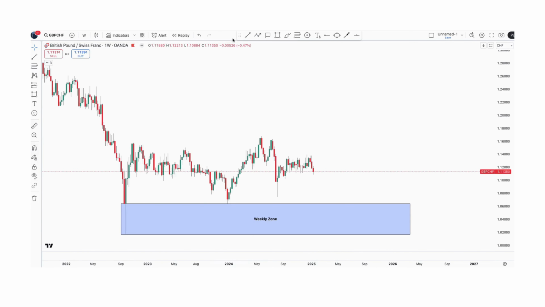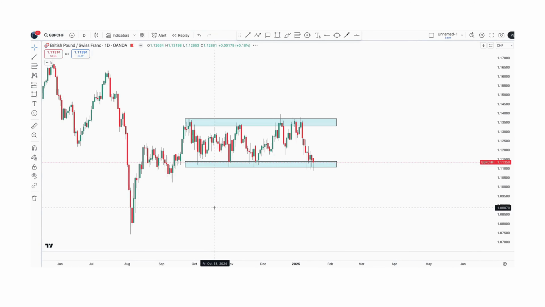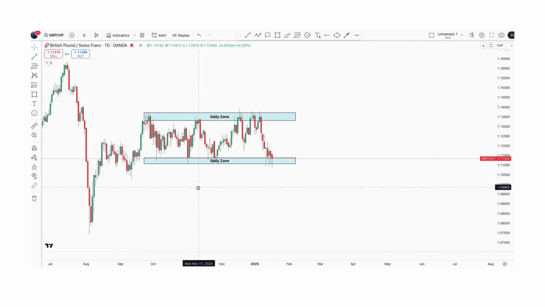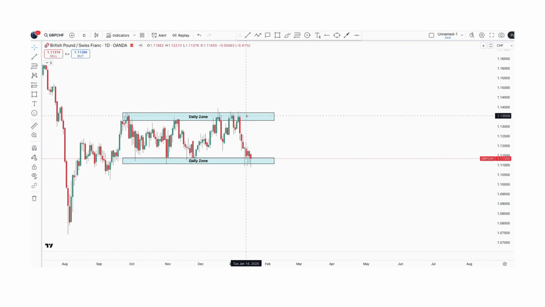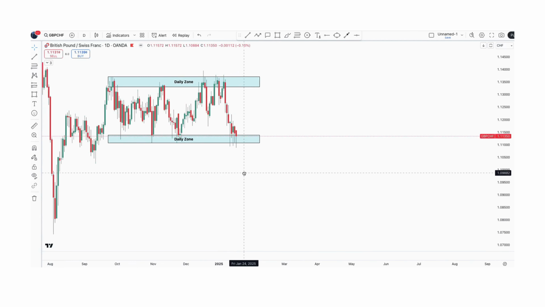All right, so the next pair we're going to look at is Great Britain Pound CHF. On a weekly time frame, we can see that price had support and then support here where it wicked and pushed to the upside. Now, if we zoom in, we can see that there is some bit of consolidation in here, and that's what we're going to look at on a daily time frame to see if we can get a potential entry. On a daily time frame, we see that price is rejecting resistance at the highs and rejecting support at the lows, and we're doing a lot of wicks at the bottom.